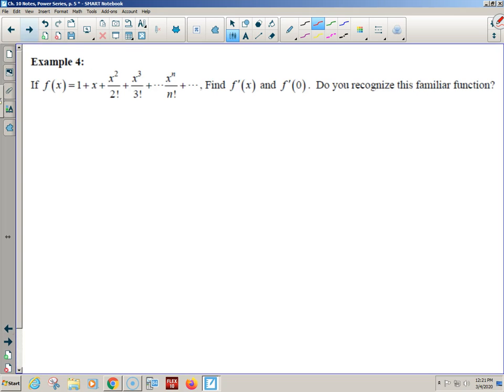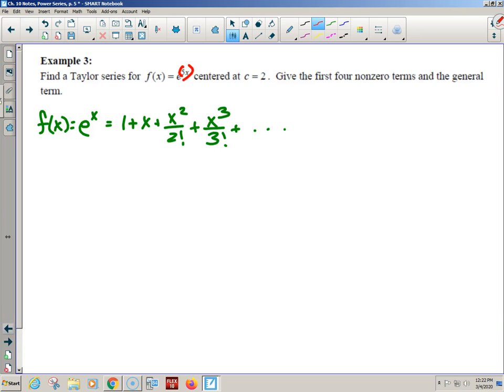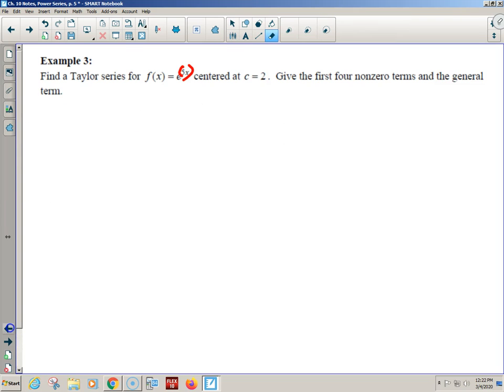What about this guy? It's centered at x equals 2. So what does that mean? Use the formula. Why am I allowed to put equals? Because I'm going to have a plus dot dot dot, and e to the x converges for all real numbers x, as we've already seen.